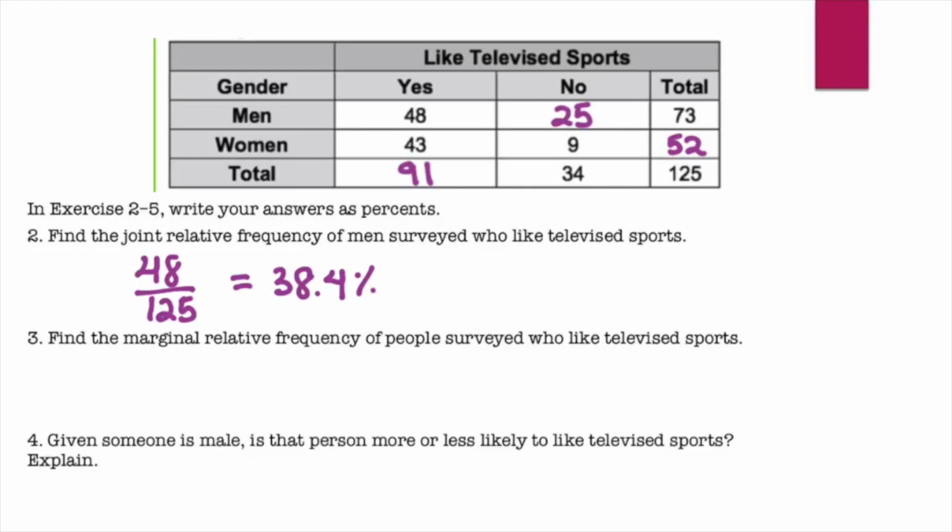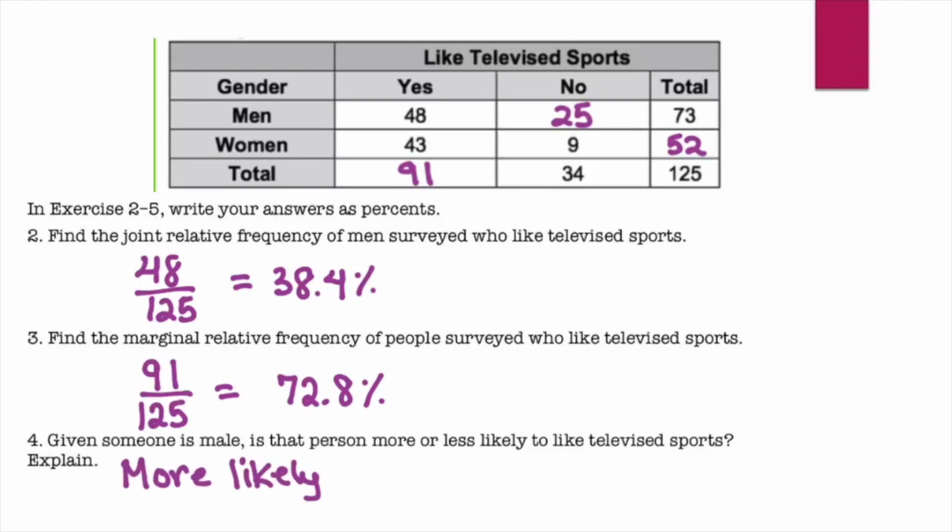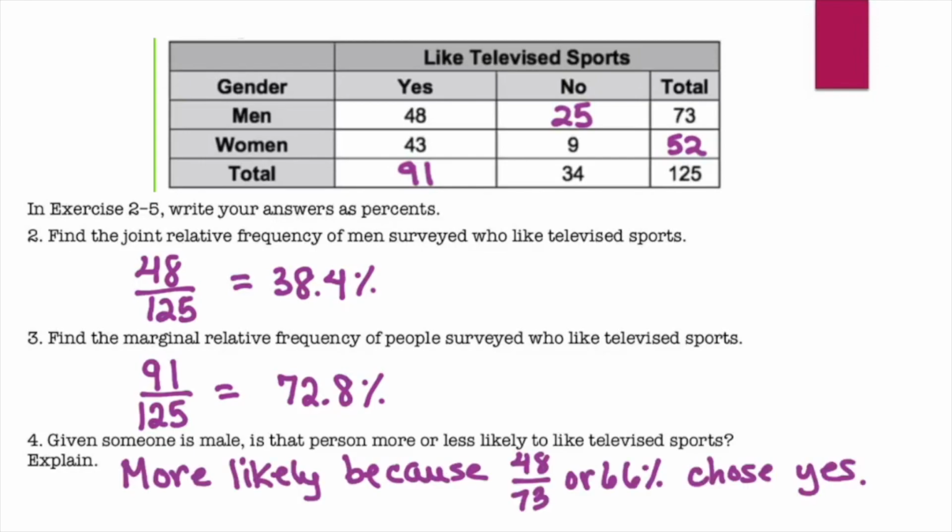Find the marginal relative frequency of people surveyed who like televised sports. So that's 91 out of 125, because that's the yes category. And then you divide that and multiply it by 100, and you get 72.8. All right, so for number 4, it says, given someone is male, is that person more or less likely to like televised sports? So it's more likely, because 48 out of 73, or 66%, chose yes, versus only 34% chose no.